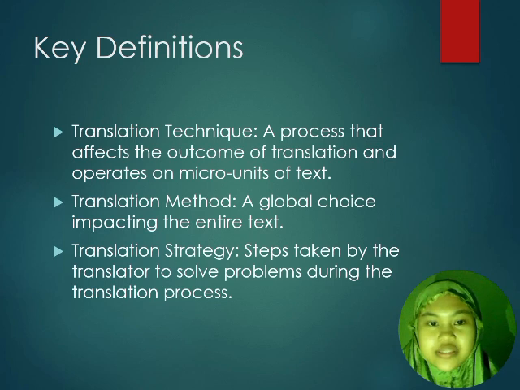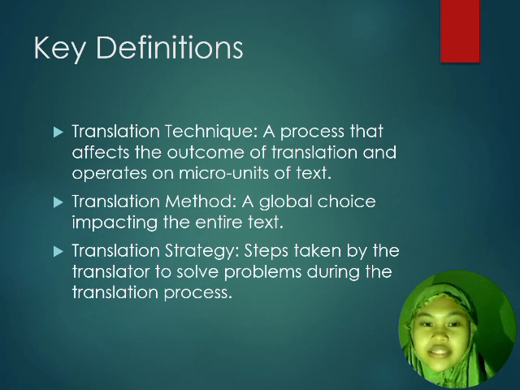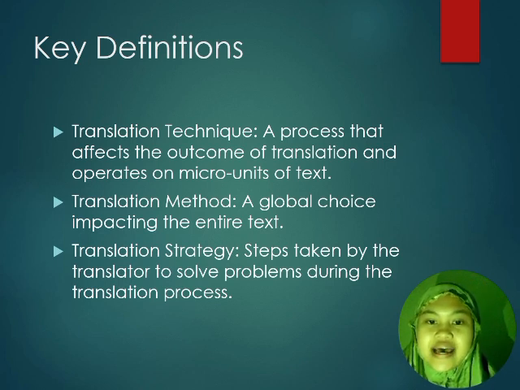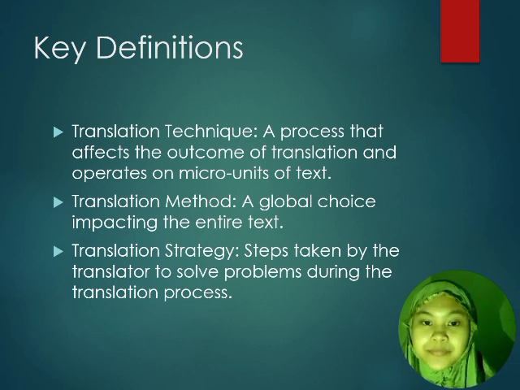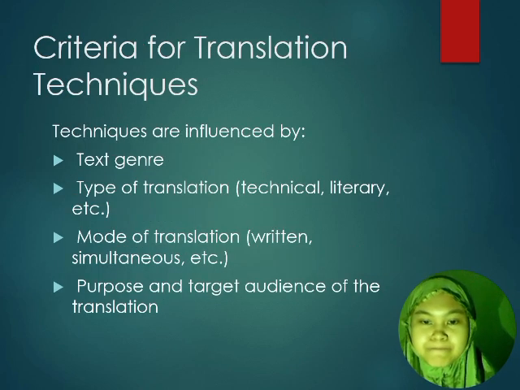Okay, the next is the key definitions. First, a translation technique is a process that affects the outcome of translation and operates on a micro unit of text. And then, a translation method is a global choice impacting the entire text. Meanwhile, a translation strategy is the steps taken by the translator to solve problems during the translation process. So those are the key definitions.